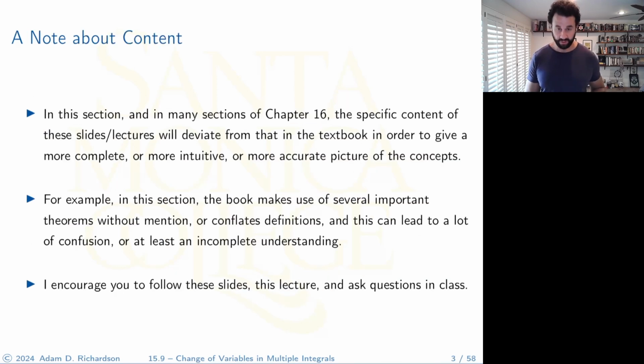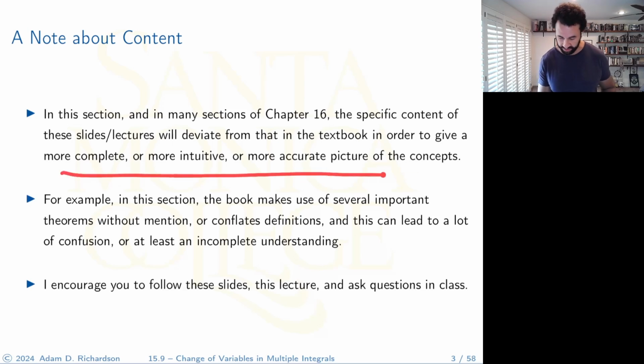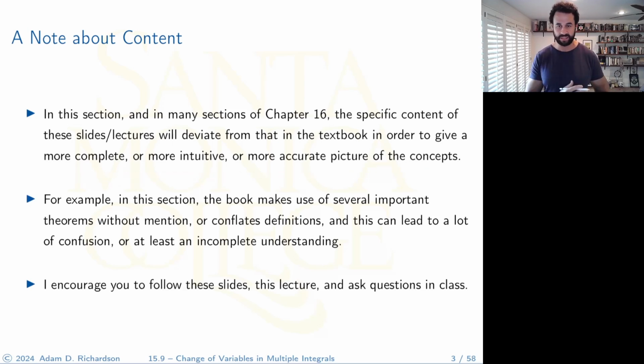Okay, so yeah, first a little bit. In this section and then several sections of chapter 16, the specific content of my slides and my lectures will deviate from that which is in the textbook a little bit. I do this to give a more complete or more intuitive or more accurate picture of the concepts. One of the things that I love about Stewart, Watson, and Clegg's book is that it has everything for everybody. It's a gigantic book that just works for so many different types of calculus classes. It's just really, really good.